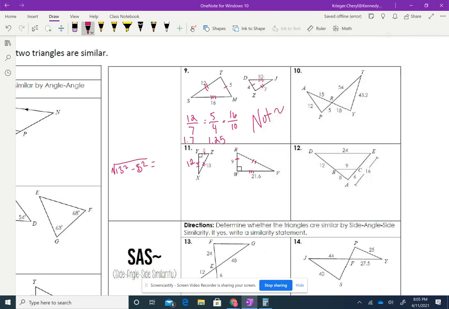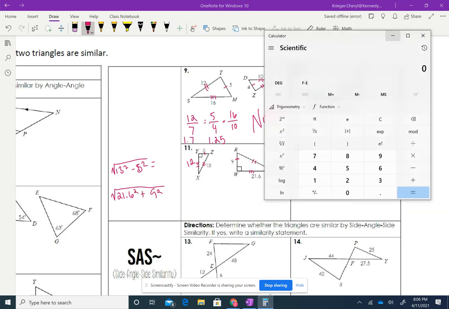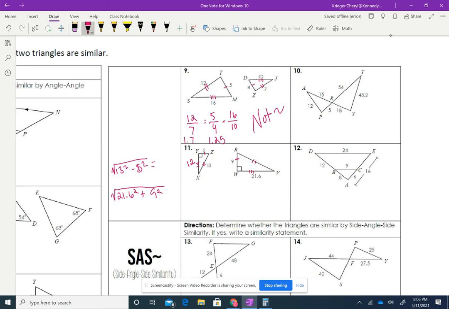Okay, so now let's do the same thing to find the hypotenuse of the other triangle. So for finding the hypotenuse, we know we're going to add. So that would be 21.6 squared plus 9 squared. So that's what we're going to do. 21.6 squared plus 9 squared is 81. And take that square root. 23.4.